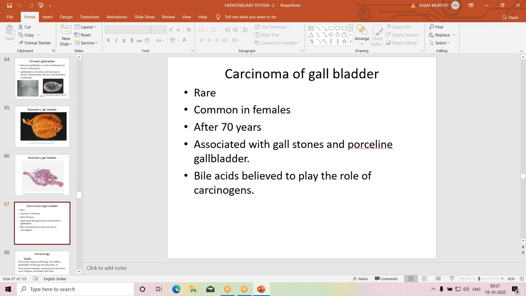Now we go to carcinoma of the gallbladder. Cancer may arise from the gallbladder. It is rare, but occurs more commonly in females after the age of 70 years. There is always a history of gallstones or porcelain gallbladder, and bile salts are believed to play the role of carcinogens.